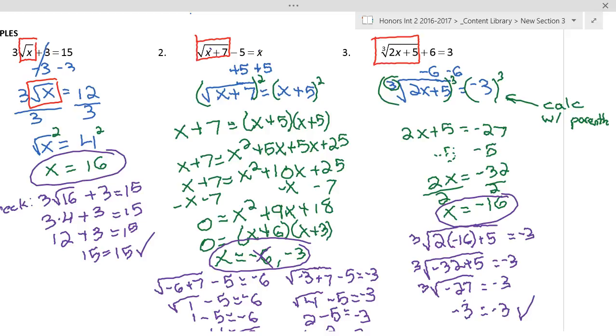So again, these ones you really do have to check. As you see on number 2, one of our answers just did not work when I plugged it back in. So if you don't check your answer, you will get it incorrect.